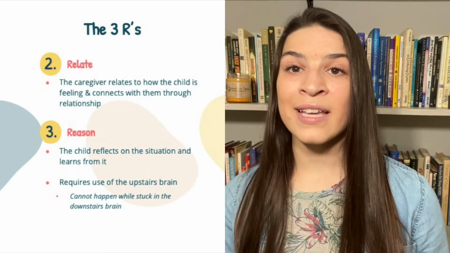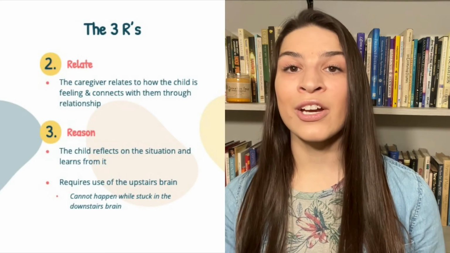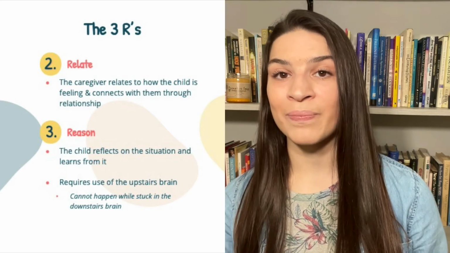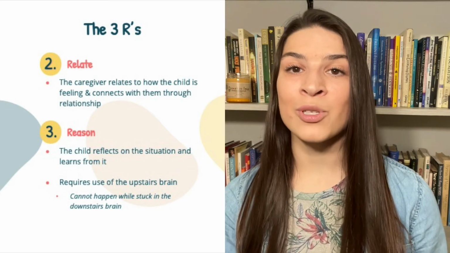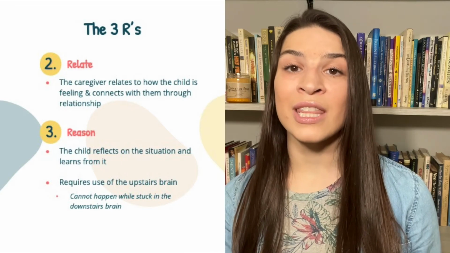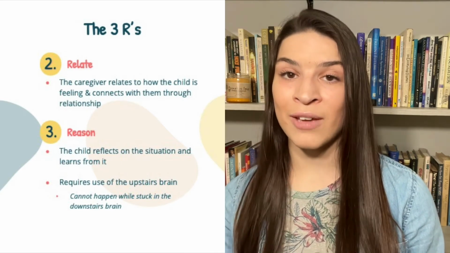The second thing is after a child is regulated, then we can move on to relating. This is when the caregiver relates to how the child is feeling and connects to them through relationship. And then we can move on to reasoning. This is when the child is able to reflect on the situation and learn from it. They can learn to understand the perspective of others within the situation and the effect of their behavior.